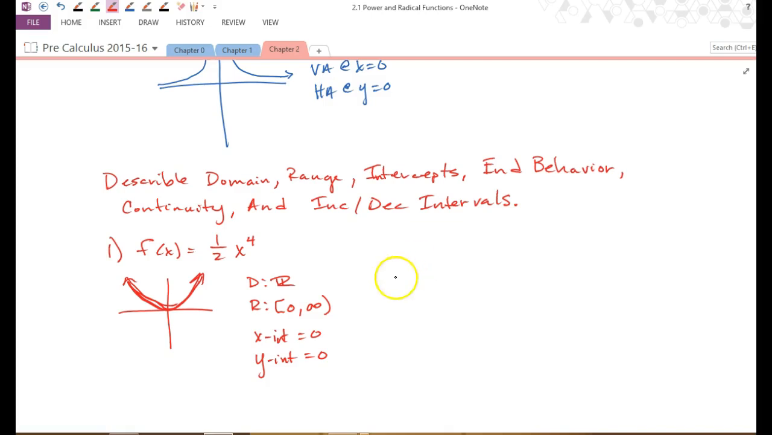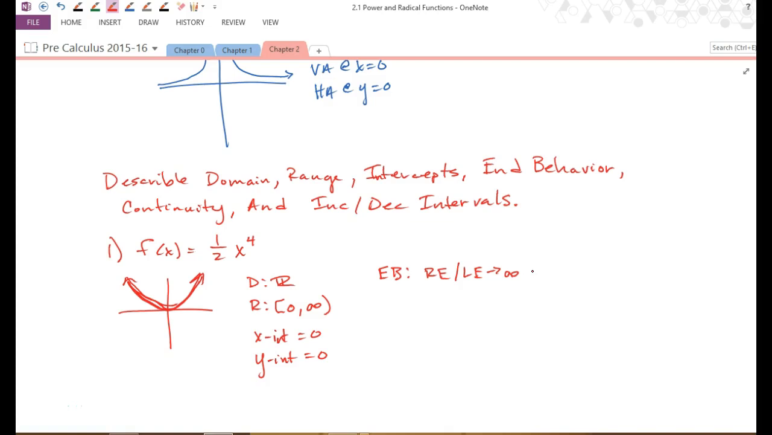Okay. For the end behavior, what are my right and left ends doing? Going to infinity. The right end and the left end are both going to infinity. You look at the y value when you're talking about end behavior. What is the y value approaching? It's going up.